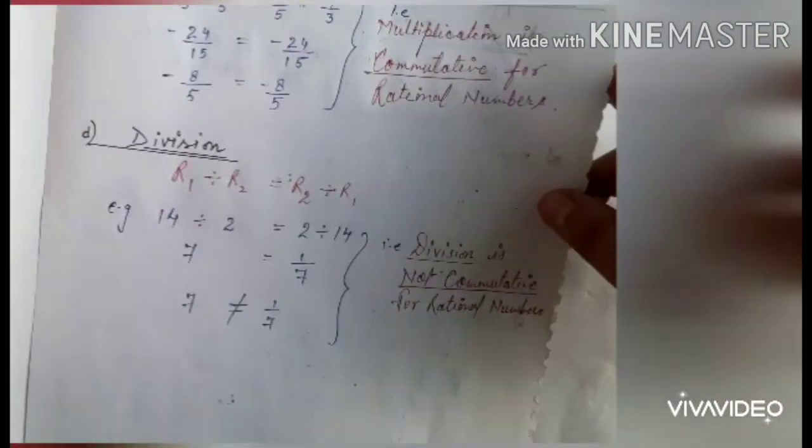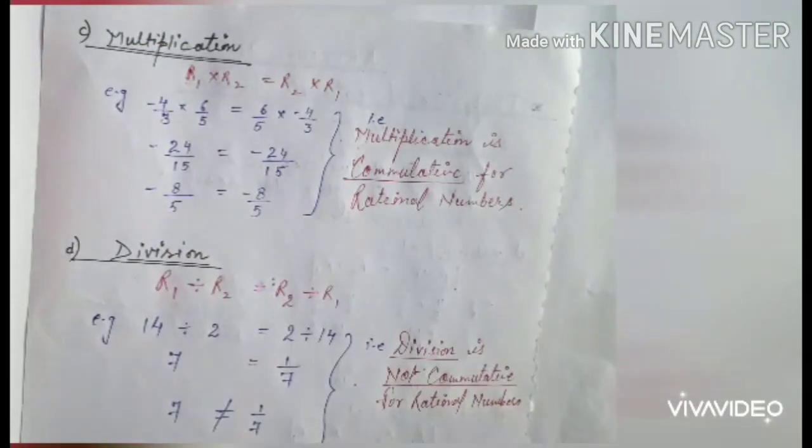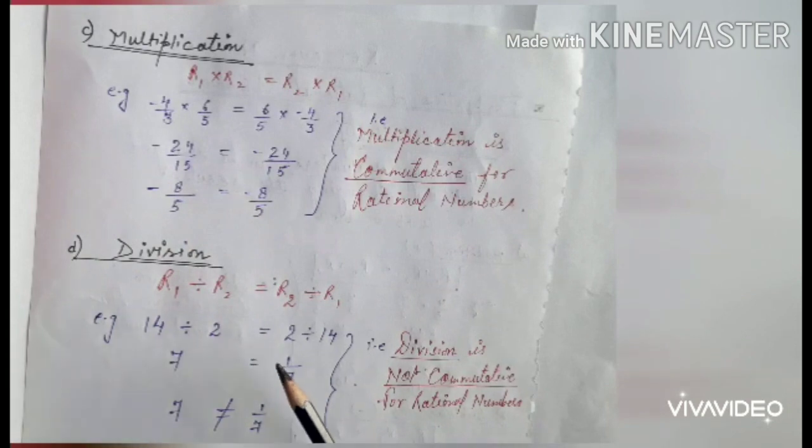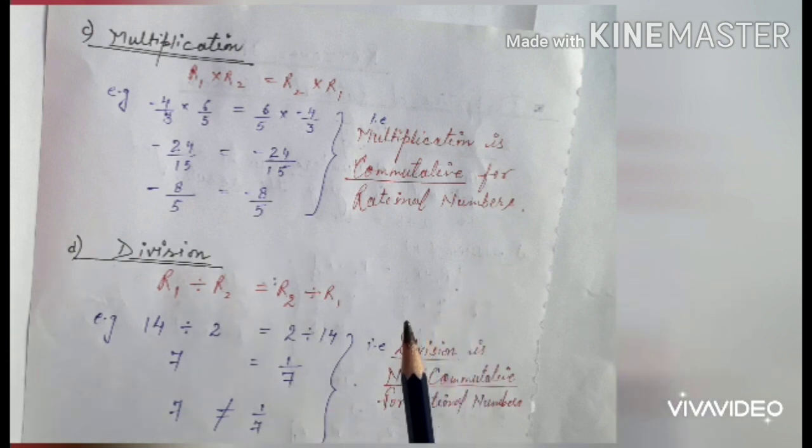Now for multiplication and division. For multiplication, we choose two rational numbers, R1 the first and R2 the second. When we multiply in order, R1 multiplied by R2, and then change the order as R2 multiplied by R1.